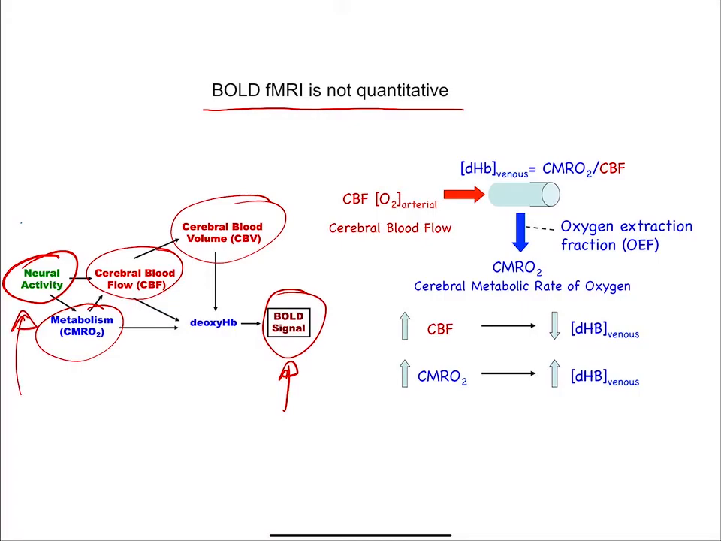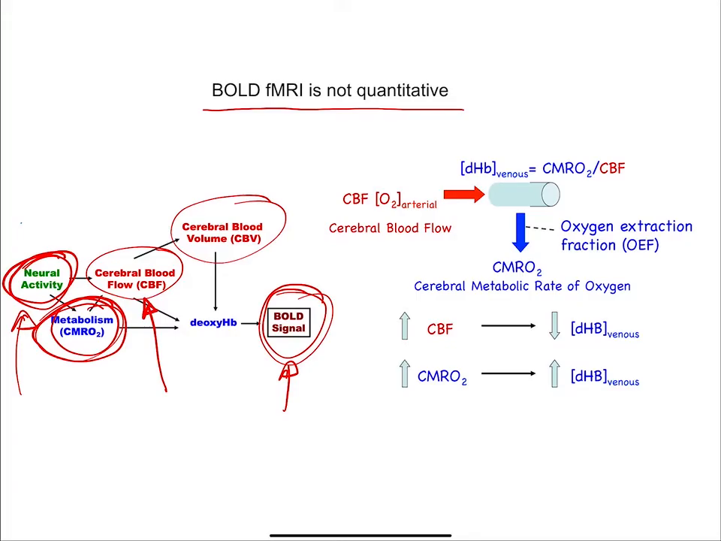So the idea is, well, maybe you can't measure everything, but if you can at least measure one more thing, then maybe you can start making inferences about, say, metabolism, and that's slightly more tied to neural activity. Both blood flow and metabolism are more tightly tied to neural activity than the BOLD signal is. So that's the whole idea behind CBF as trying to get more quantitative.